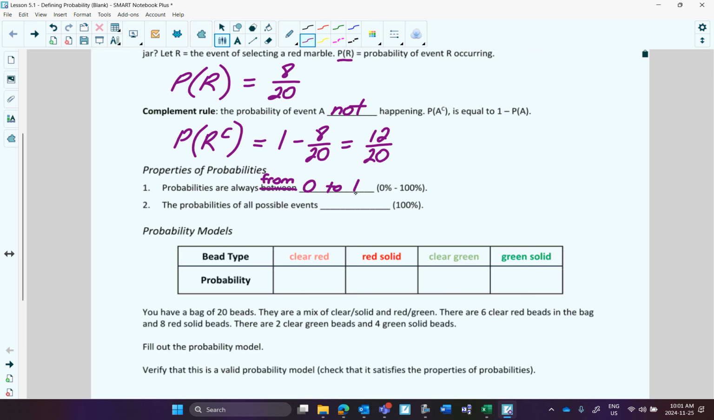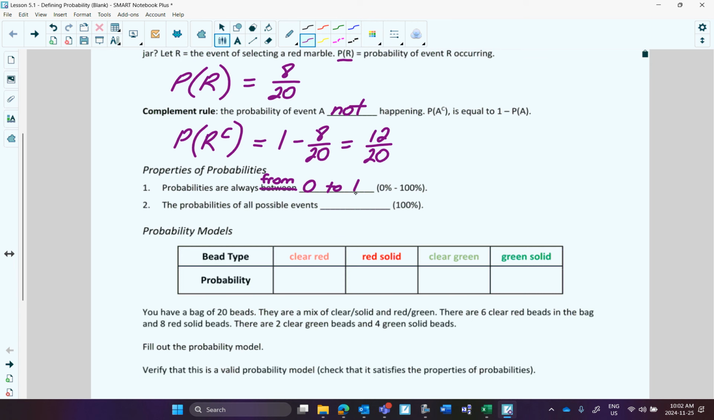Can you think of something that would have a probability of 0? Yeah, you roll a die, and what's the probability of rolling a 7? It's impossible, it's 0, because there's only 6. Can you think of something that would have a probability of 1? There's only red marbles in that jar. So if a jar has 8 red marbles in it, what's the probability of drawing a red? Yeah, that's 1.